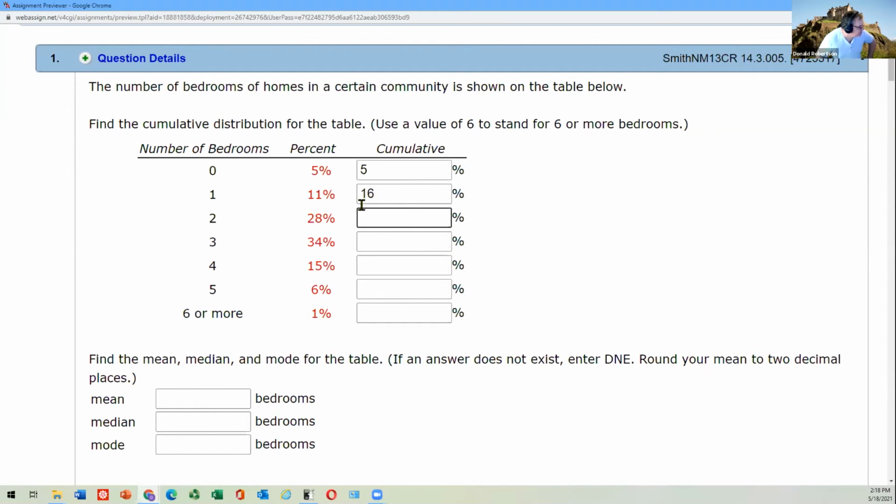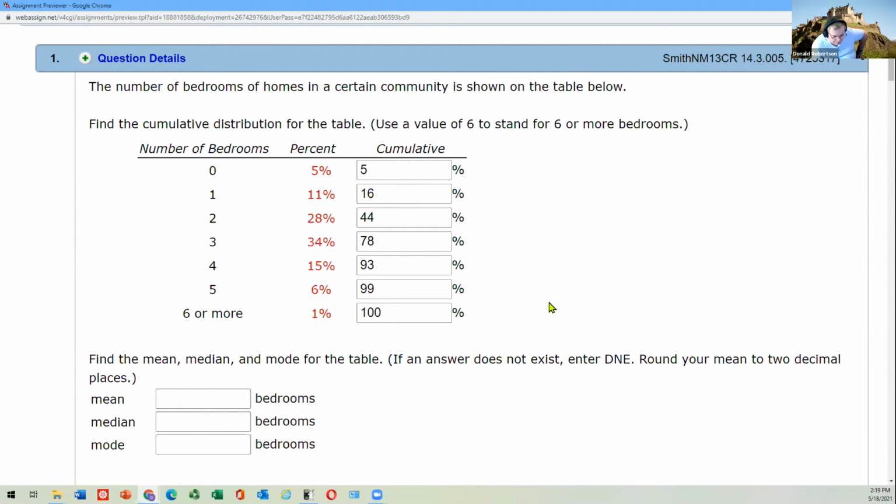16. 44. 78. 93. 99. And 100. Are you all happy about how I figured out those numbers? So as I understand, the number is always ascending, like bigger? Correct, and that's that biggest one. Yeah.